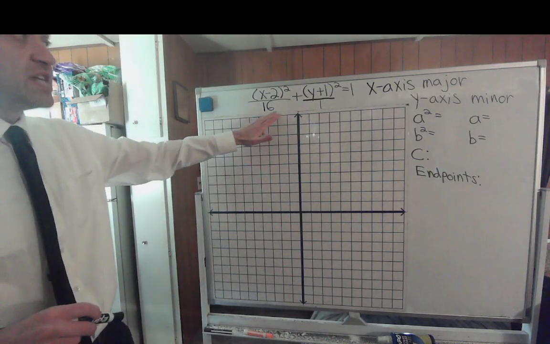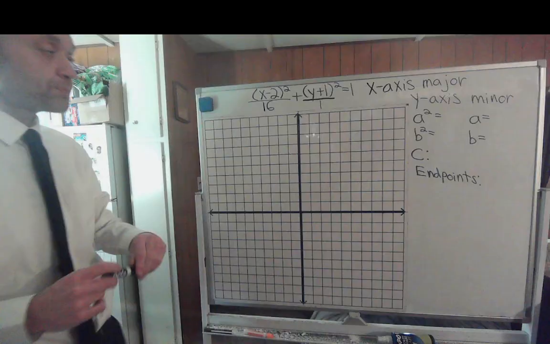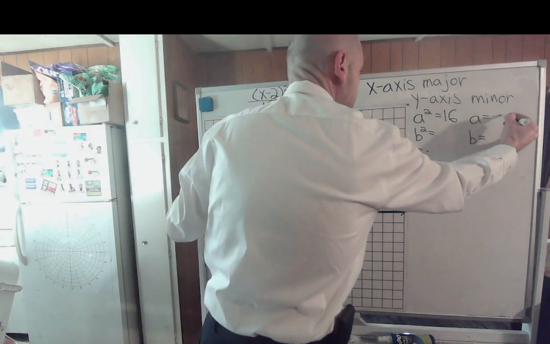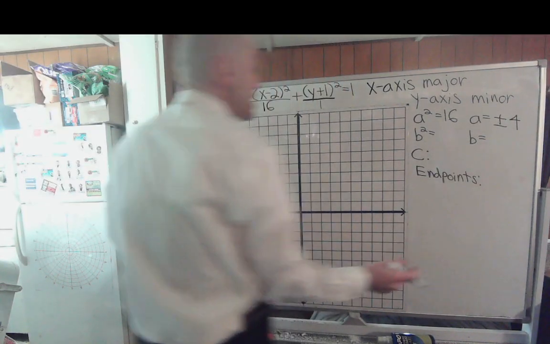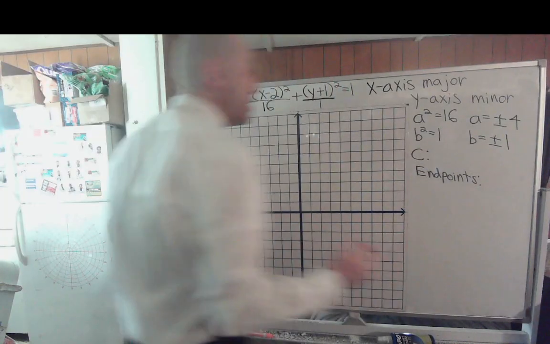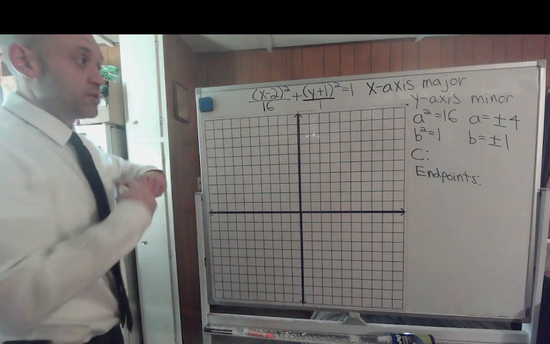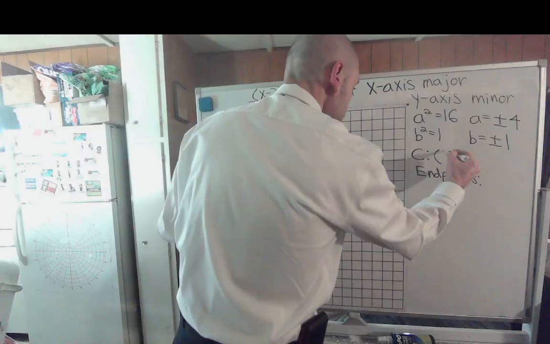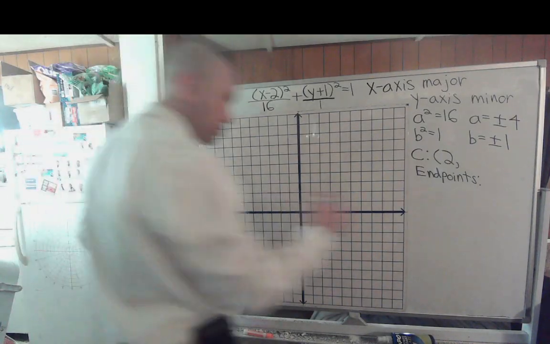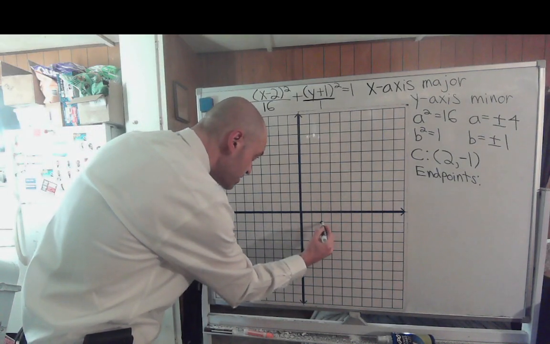And this clearly should demonstrate that the x-axis is the major axis, your y-axis is minor. So that means a squared is 16, so a has to equal plus and minus 4. Your b squared is 1, so b equals plus and minus 1. Now what is your center? Well, take your x minus 2, set that equal to 0. Your x coordinate of the center is at 2. Take your y plus 1, set that equal to 0. Your y coordinate will be negative 1. So your center is going to be located at 2, negative 1.